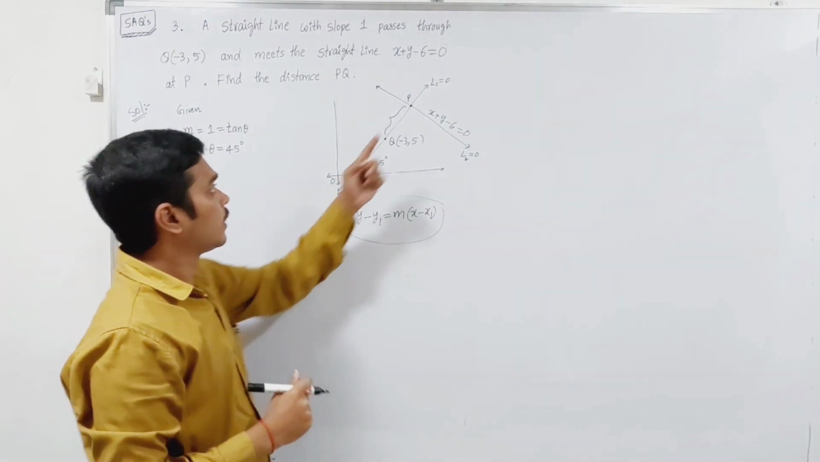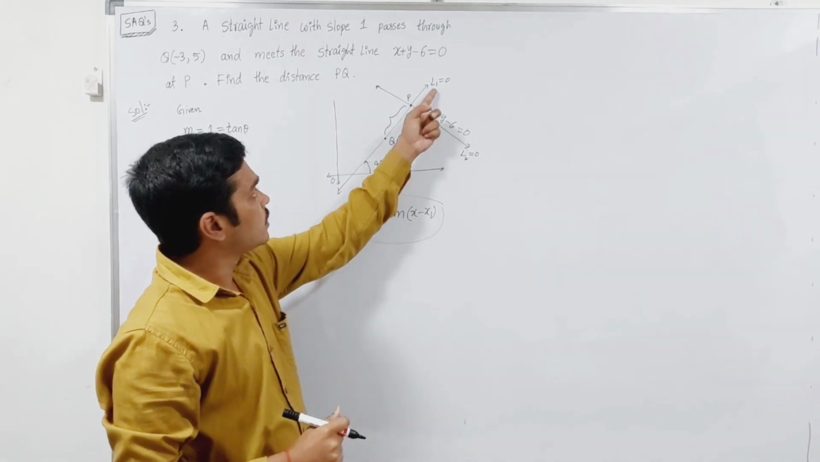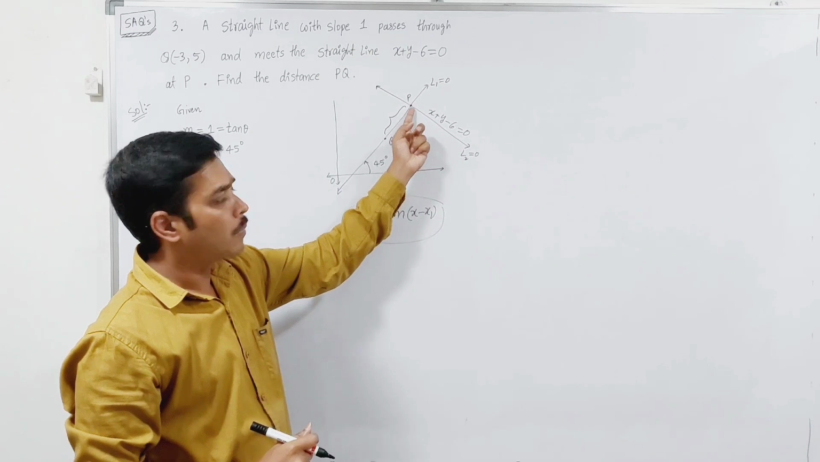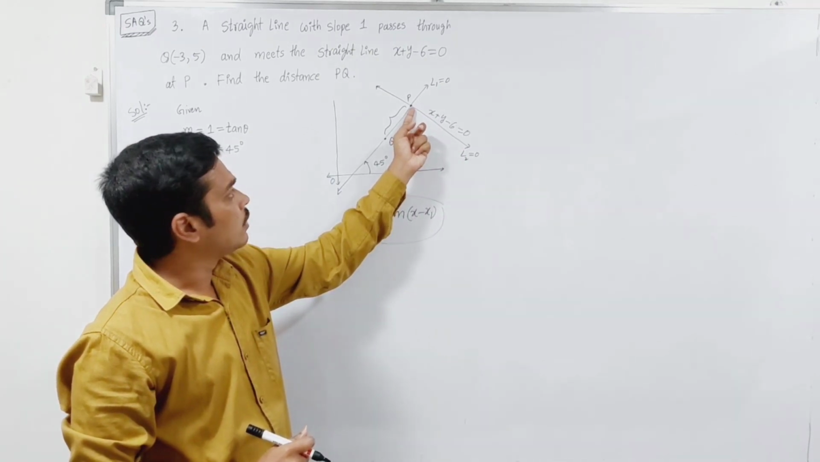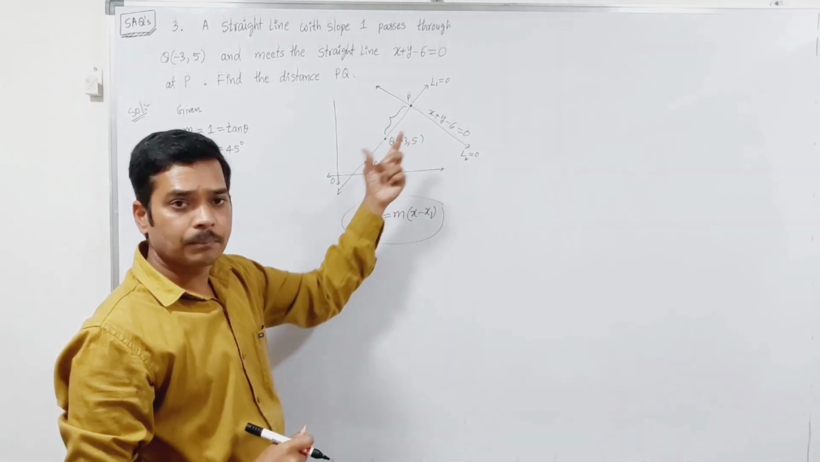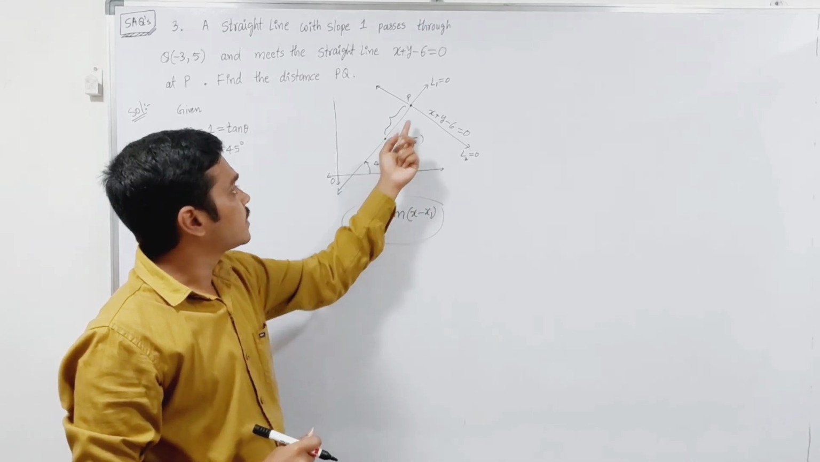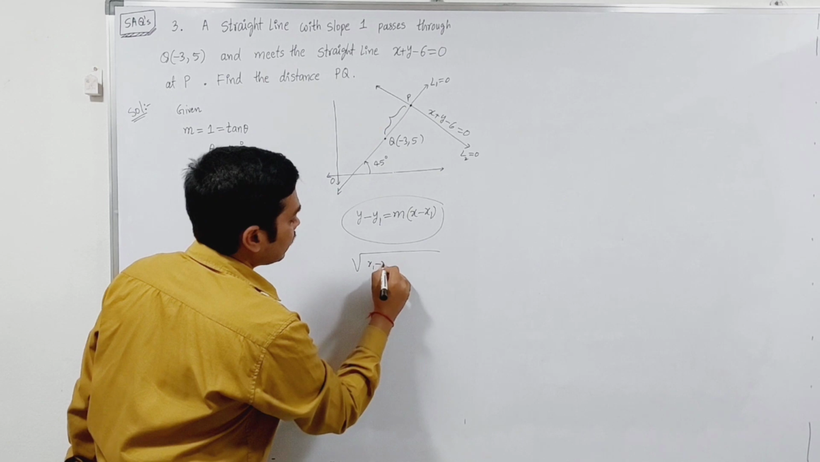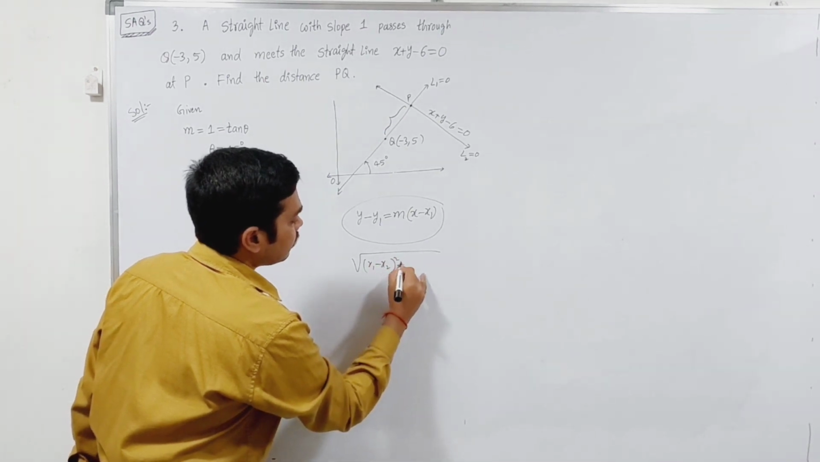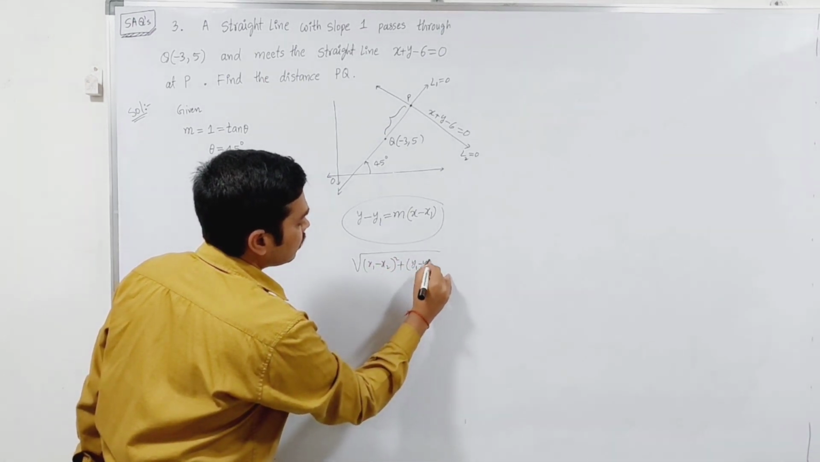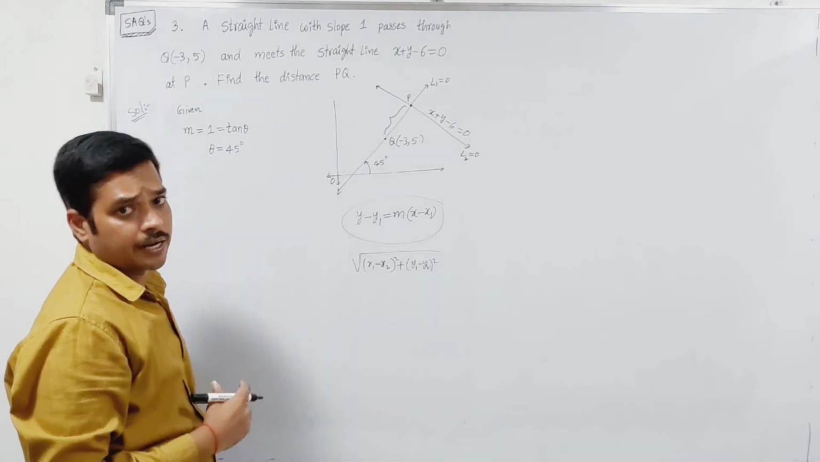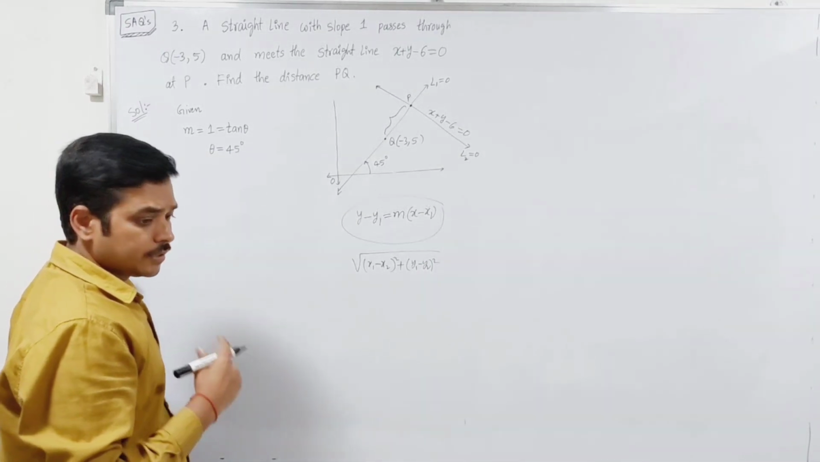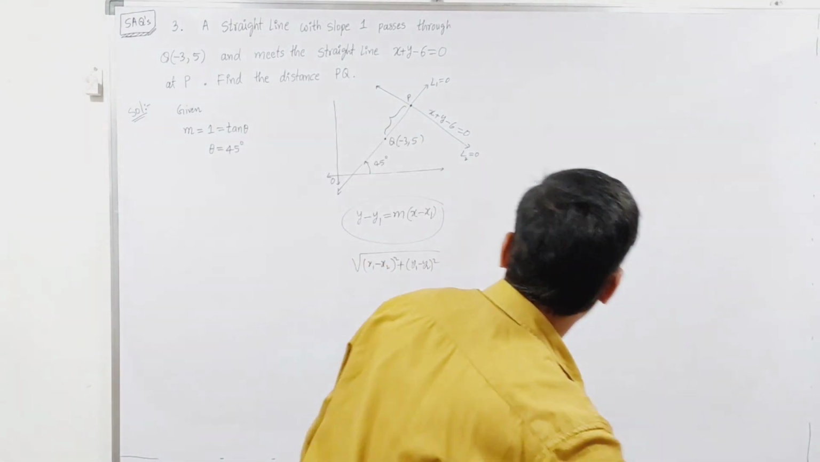After finding L1 = 0, solve equations L1 and L2. Solving these two equations, we get the point of intersection of L1 and L2, that is P. After getting the coordinates of P, apply the distance formula, square root of (x1 - x2) whole square plus (y1 - y2) whole square. This is the second method. By using the parametric concept, it will be easy. Now apply the parametric concept.